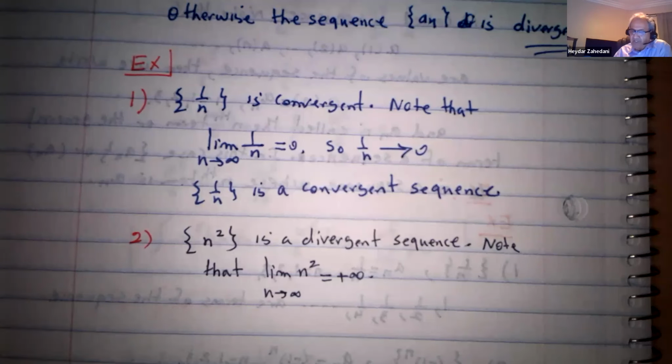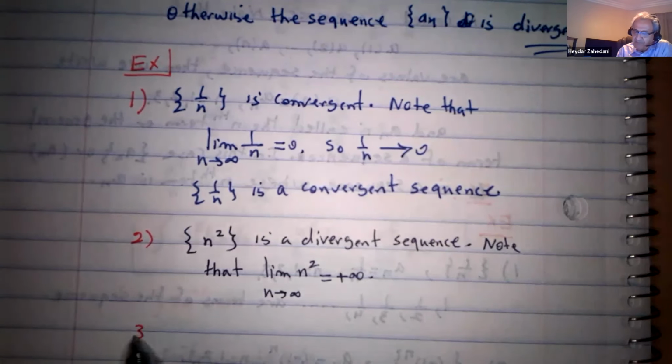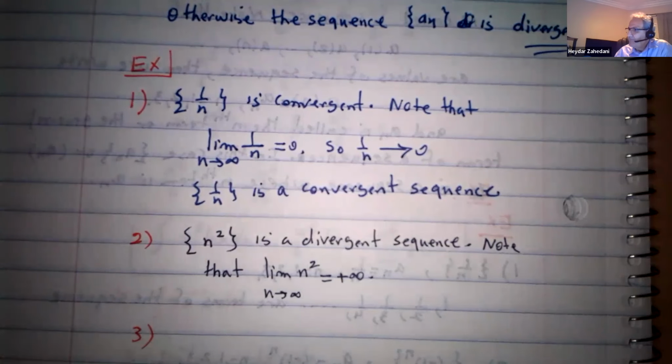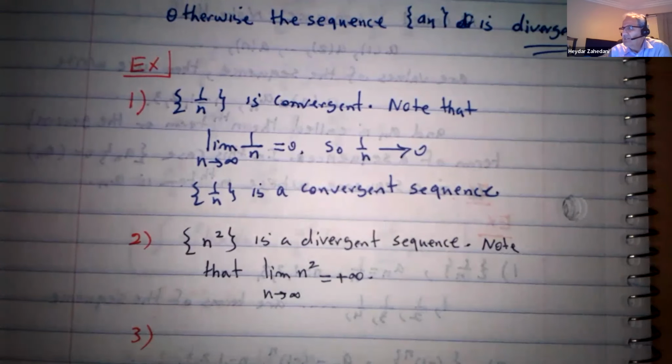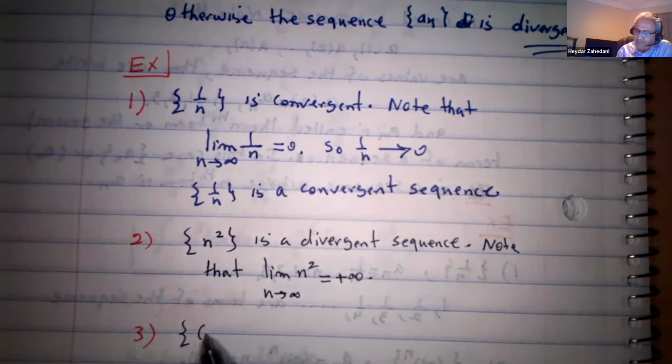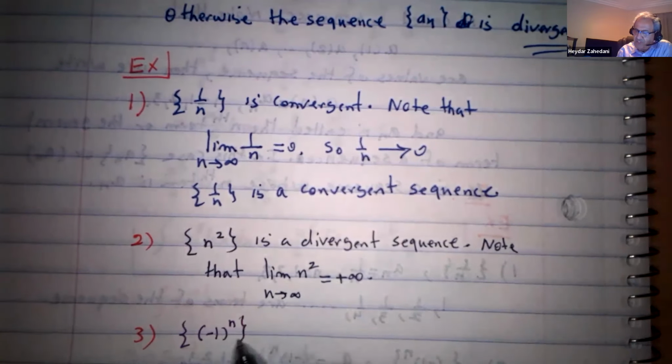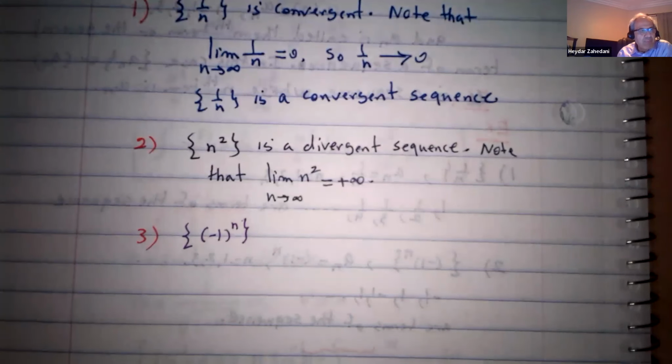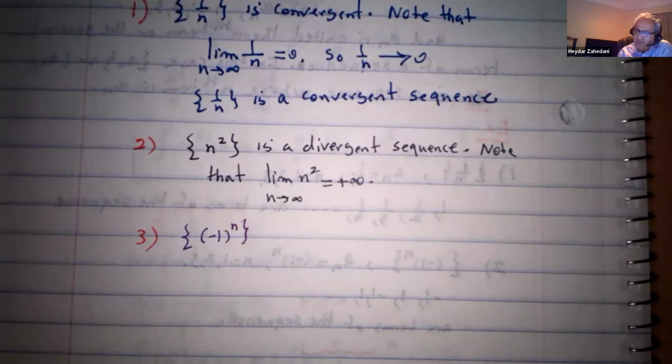Okay, the other popular one is this one. The sequence that we're going to consider is negative 1 to the n. We're going to use this one quite a lot. Okay, this is also a divergent sequence.